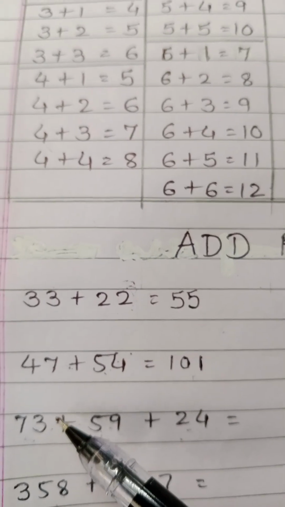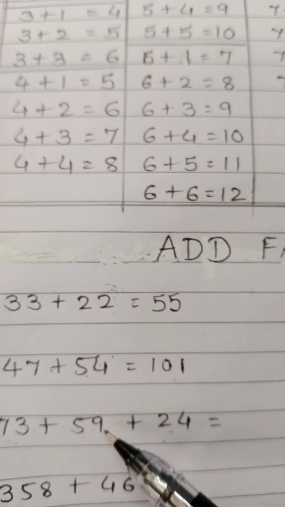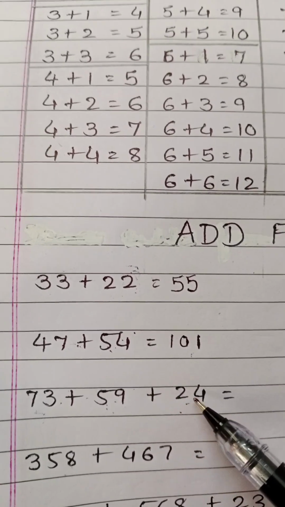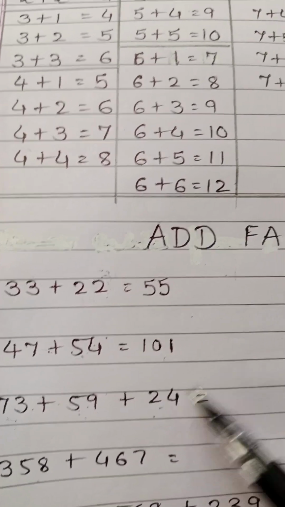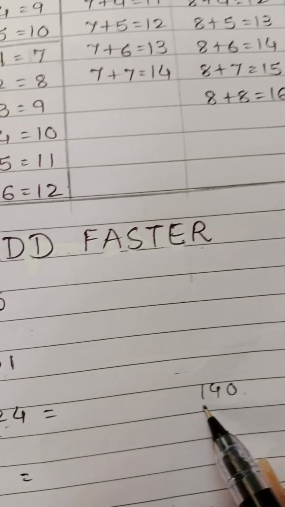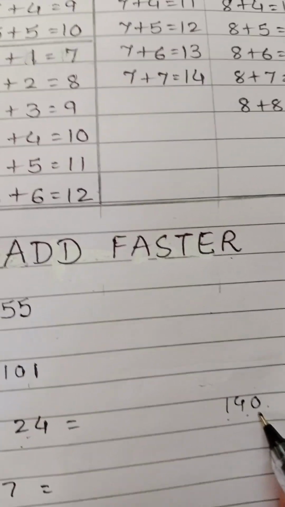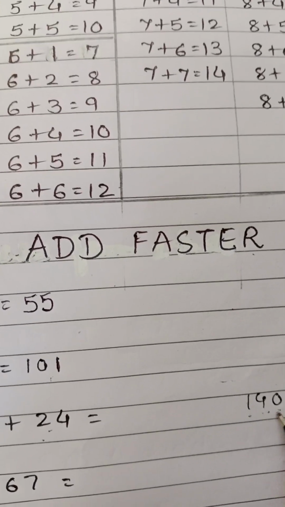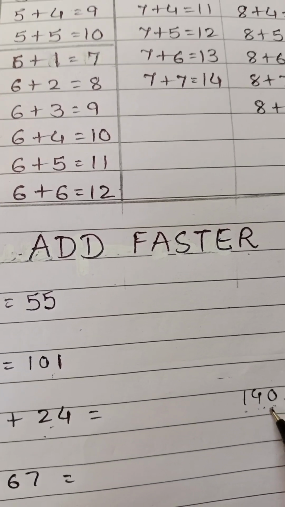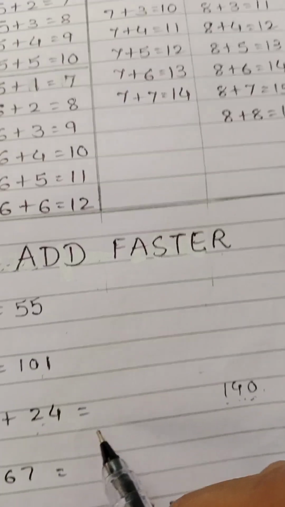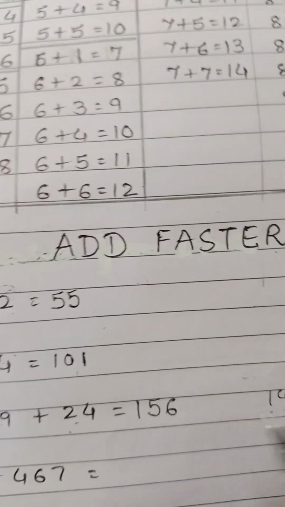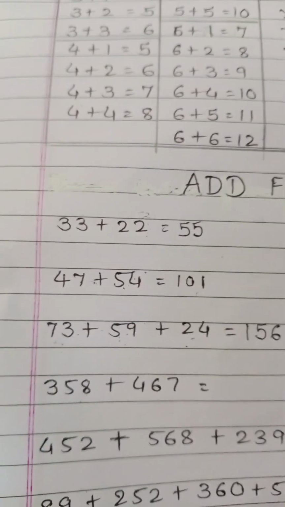Then here 3 plus 9. You know 9 plus 3 is 12. So 12 plus 4 will be 16. Now in 140 you need to add 16. Okay, you know that 140 plus 10 will be 150 and 150 plus 6 will be 156. Isn't it so easy?